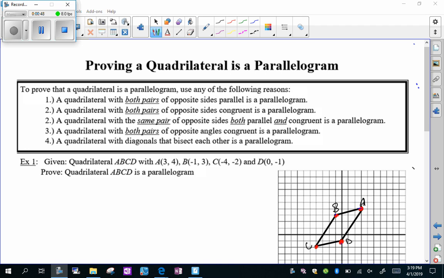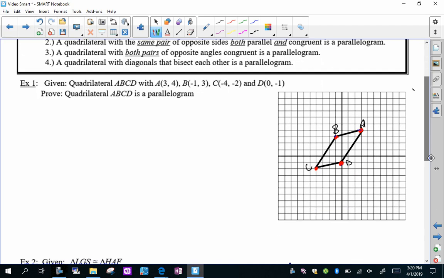Okay, let's look at example number 1. It says given quadrilateral ABCD, A is (3, 4), B is (-1, 3), C is (-4, -2), and D is (0, -1). It says prove that quadrilateral ABCD is a parallelogram. Well, I've plotted it already because I didn't want to waste your time with you seeing me plot the points. So, some different approaches here.